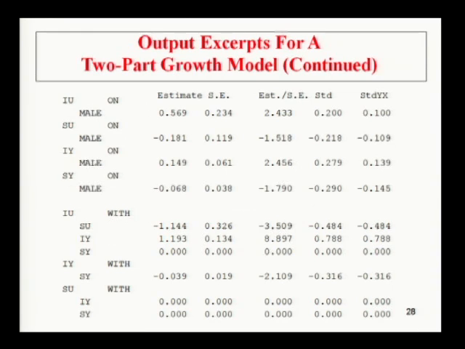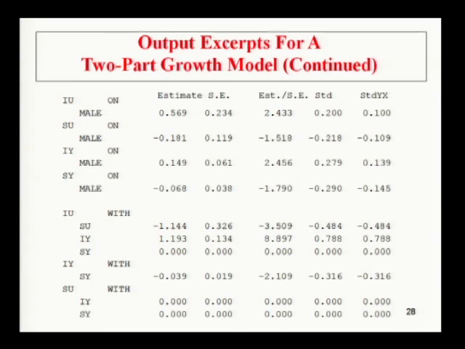Okay, so now here are our model results. So IU, SU, just to orient ourselves on male. The binary part of the growth model comes first, and underneath that, we have the continuous part of the growth model.